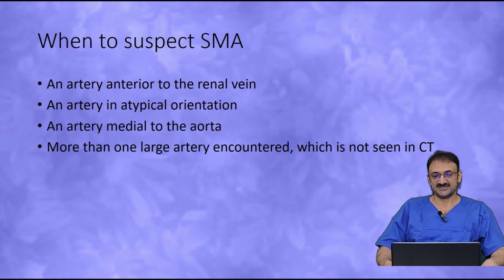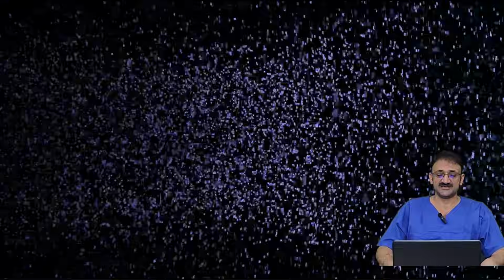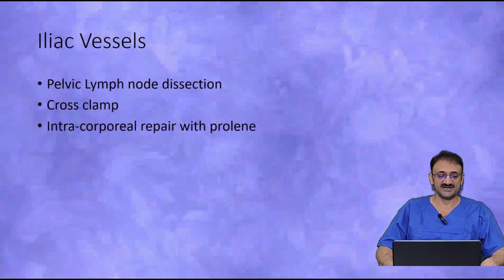So as mentioned in the previous slide, an artery which is anterior to the renal vein must be a superior mesenteric artery unless and until proved otherwise. An artery which is in an atypical orientation, because the renal artery will usually be in a vertical position or a vertico-horizontal position, but it must always be piercing the pararenal space, Gerota's fascia, and coming into the kidney. So you must follow where it is going. And an artery which is medial to the aorta can be a superior mesenteric artery, because the renal artery arises from the lateral surface. And all these must be seen in the preoperative CT scan evaluation.